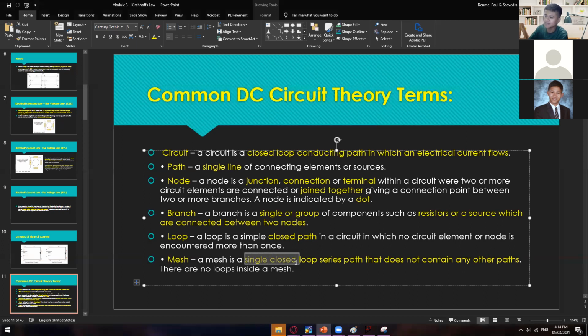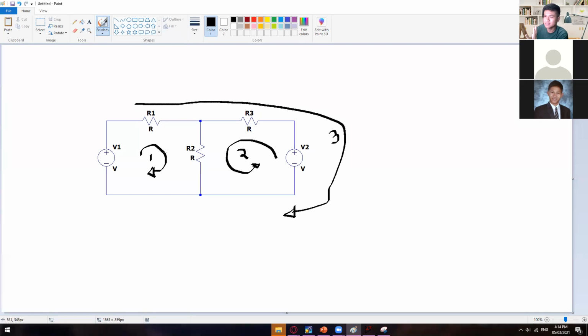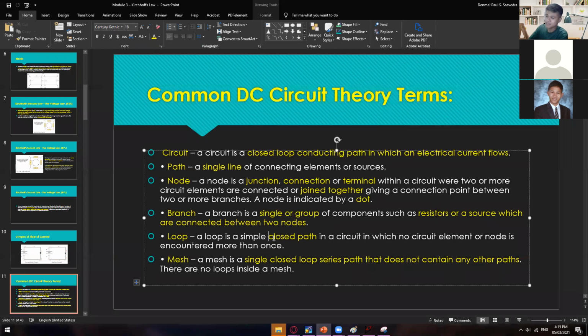That is why we have this word single. A mesh is a single closed loop series path that does not contain any other paths, meaning it must only contain one loop. But our loop number three contains two loops, loop one and loop two. So we could not say that the third loop is a mesh. This is just a loop. A loop is a simple closed path in a circuit in which no circuit element or node is encountered more than once. But of course, it can contain other paths, or let's say two loops inside of it.